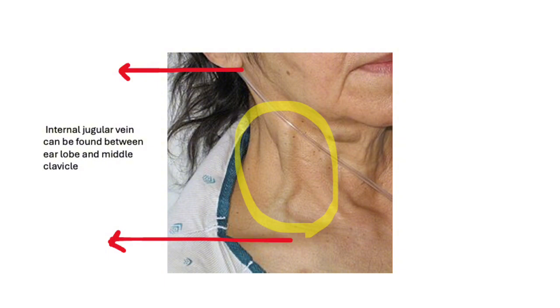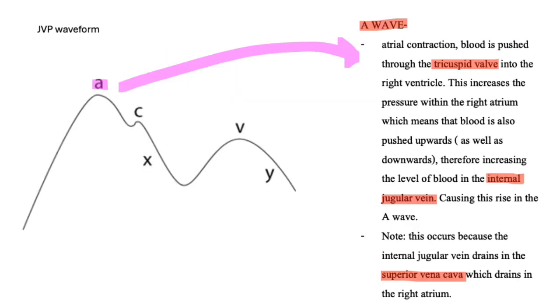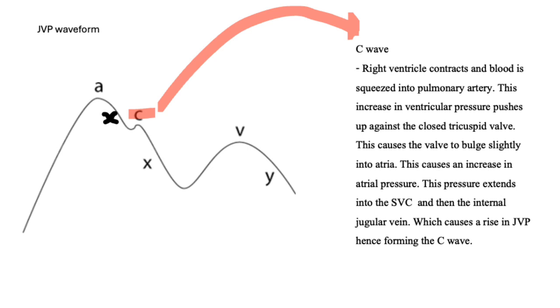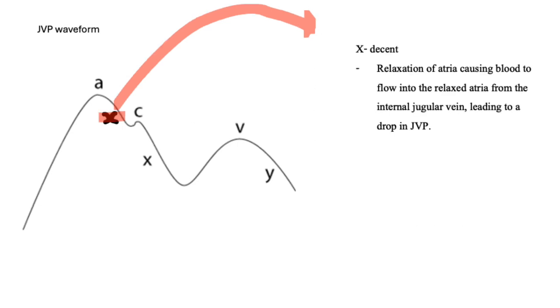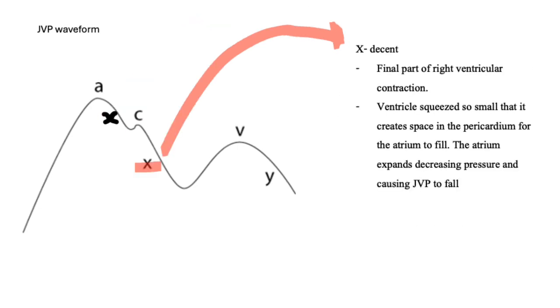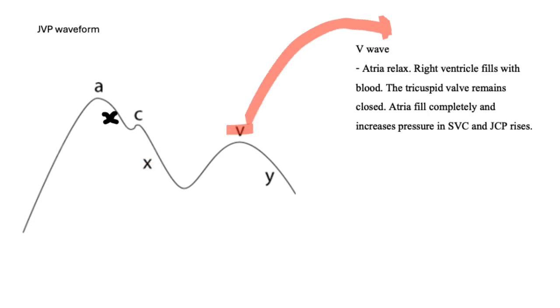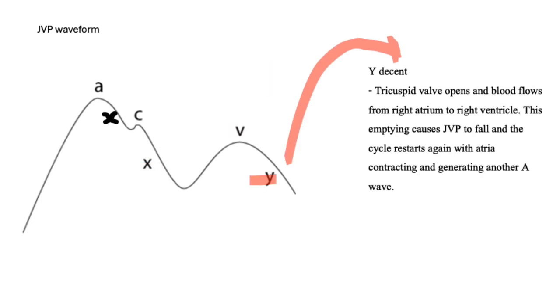Understanding the basic JVP waveform helps make sense of what you see. The A wave is caused by atrial contraction. The C wave occurs when the tricuspid valve bulges into the atrium during ventricular contraction. The X descent follows, representing atrial relaxation. The V wave is created as the atrium fills with blood, while the tricuspid valve remains closed. Finally, the Y descent occurs as the tricuspid valve opens and blood flows from the right atrium into the right ventricle. After assessing the JVP, move on to palpating the apex beat.